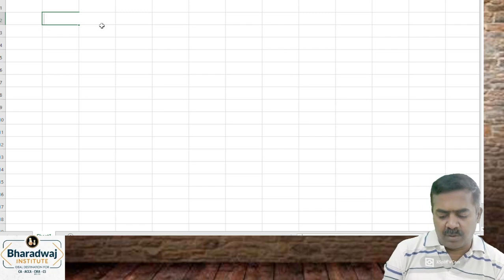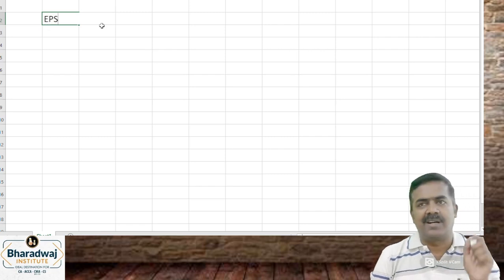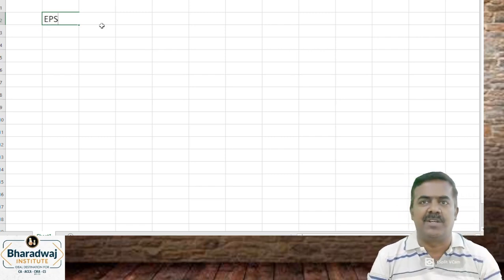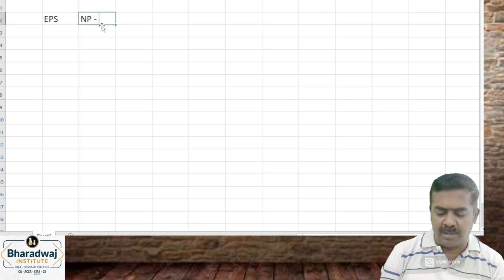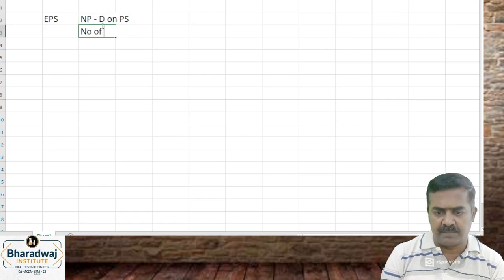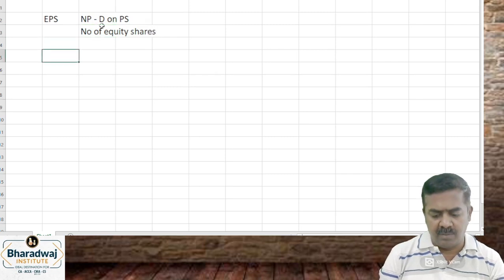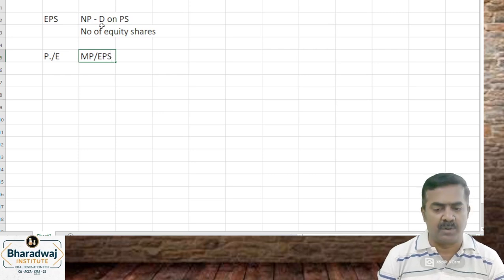Then we work out earnings per share, nothing but how much you are earning per equity share. You would have done this in financial management also. Net profit minus dividend on preference shares divided by number of equity shares. Then we work out price to earnings ratio, PE ratio, nothing but market price divided by earnings per share.